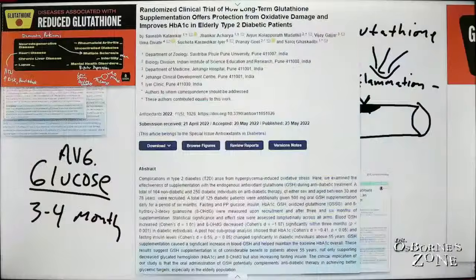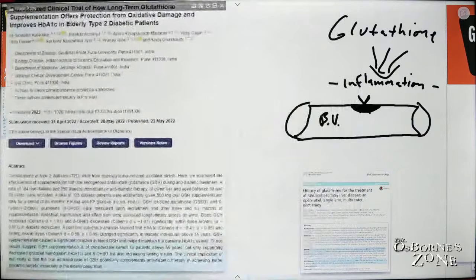So the clinical implication of our study is that the oral administration of glutathione potentially complements anti-diabetic therapy in achieving better glycemic targets, especially in the elderly population. Again, this is a human trial, not an animal trial.